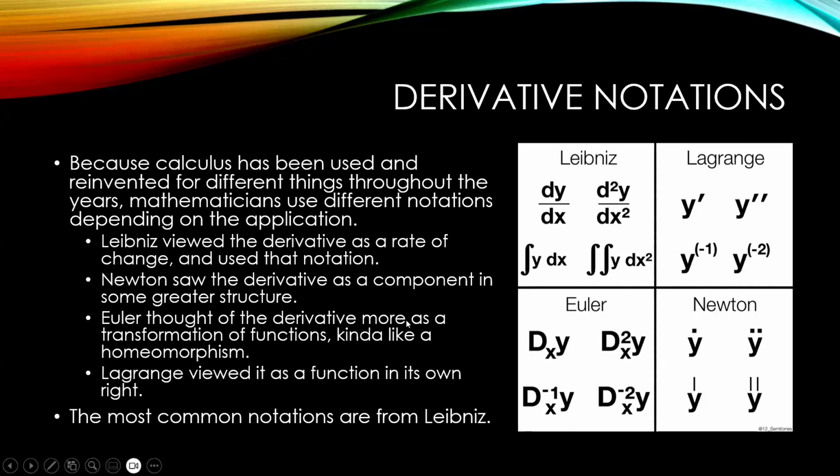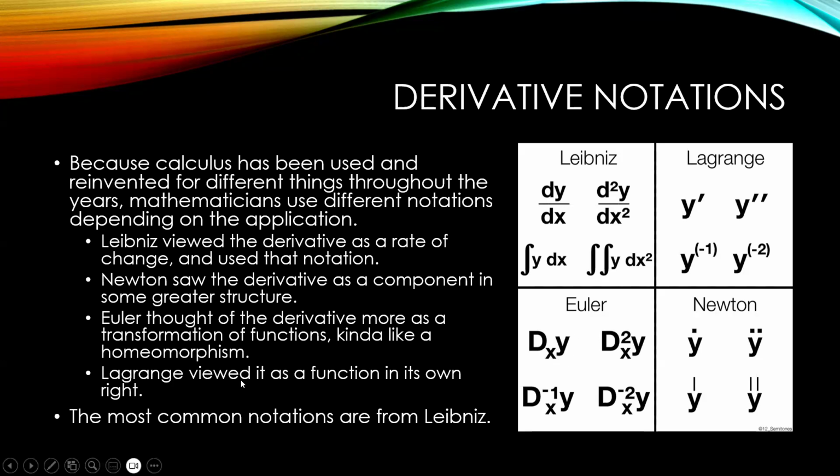Euler thought of the derivative more as a transformation of functions. Because if you think about it, what we did in that last example is we took x squared and we transformed it into a new function, which was 2x. In thinking of it as a transformation, he used the standard transformation symbol, which is just a capital letter, kind of like a large T or a function notation almost. And so in this case, the capital D is saying we are going to transform whatever function y is.